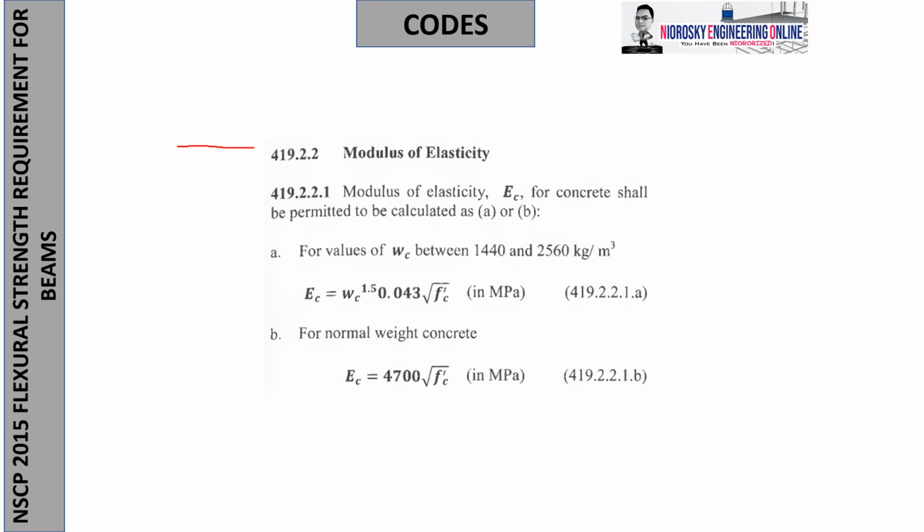Now, modulus of elasticity, this is very important. If you remember, in cracked and uncracked sections, we considered for normal weight concrete E sub C of 4,700 square root of f'c in megapascal. Now, what if that is not normal weight? We can calculate it this way: the weight of the concrete, the density, between 1,440 and 2,560 kilograms per cubic meter, raised to 1.5, times 0.043 square root of f'c. You just plug in the value of W sub C, which is either given in the problem, or most likely taken from experimental testing values for the densities.